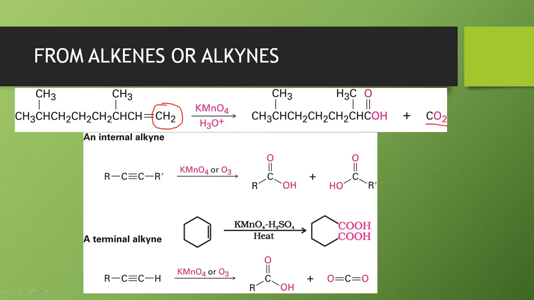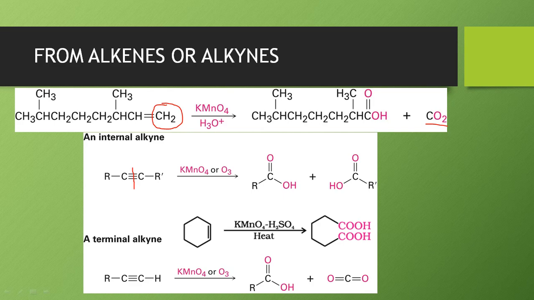In case of alkynes, this is called internal alkyne. Internal alkyne means the triple bond is present in between the carbon chain. Here, the molecule breaks from in between, from the position of the triple bond, and the product is 2 molecules of carboxylic acids.